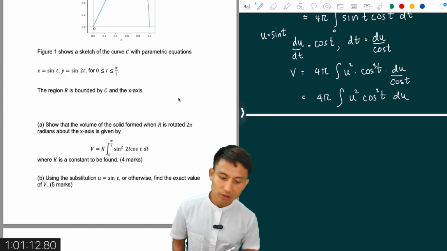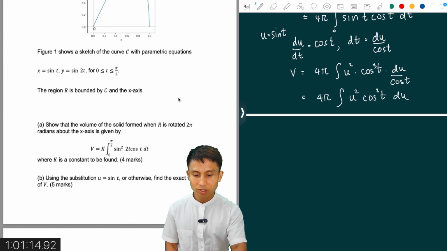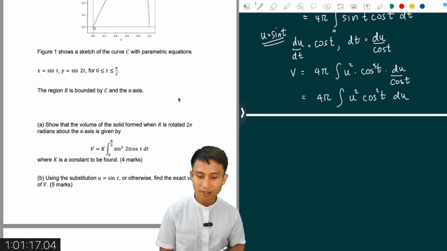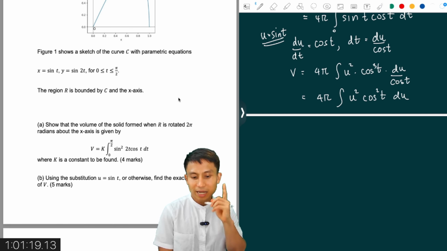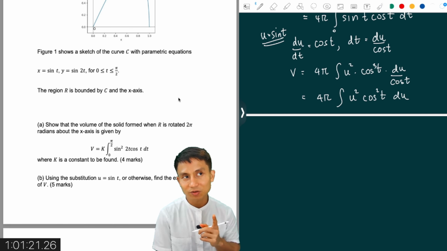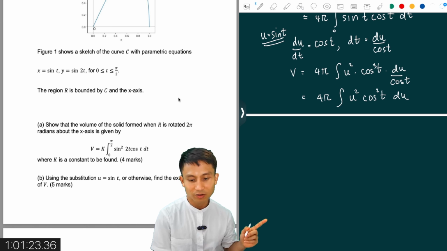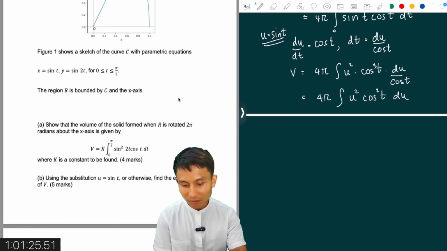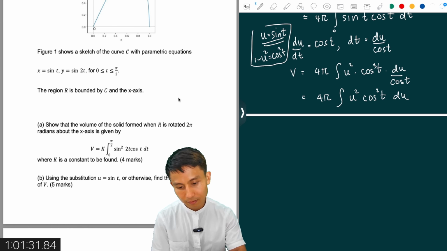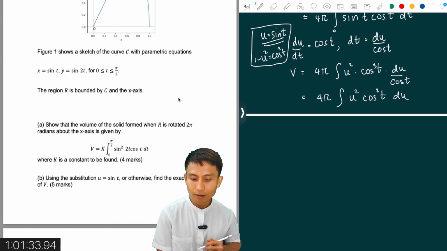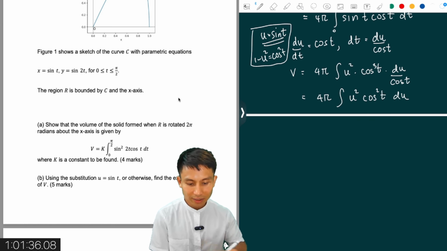Now, how do we deal with cos squared? Well, we need to use the expression here. We can use the identity: u squared is sine squared, which is 1 minus cos squared. So cos squared would be 1 minus u squared. Yeah, just that. All right, so that is our actual integration.